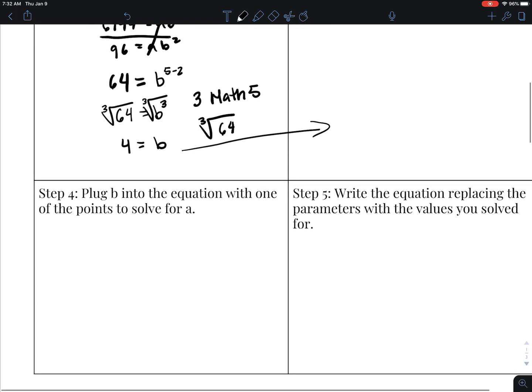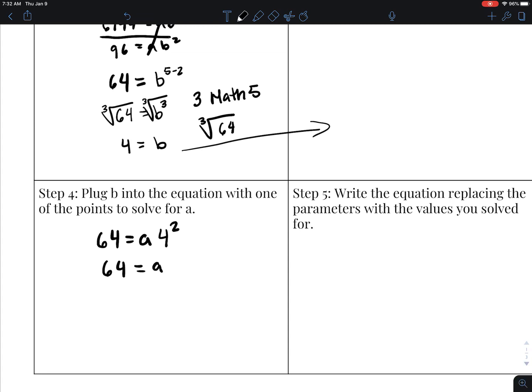Okay, so now we're going to plug that value back into one of our equations. I'm going to plug it into our 96 equals a b to the power of 2, and b again was 4 to the power of 2. Oops, it was b squared, not cubed. Let's fix that real quick. It was b squared in the original equation. Okay, so we get 96 equals a times 16. To undo that multiplication, I'm going to divide, and I get that a equals 6.